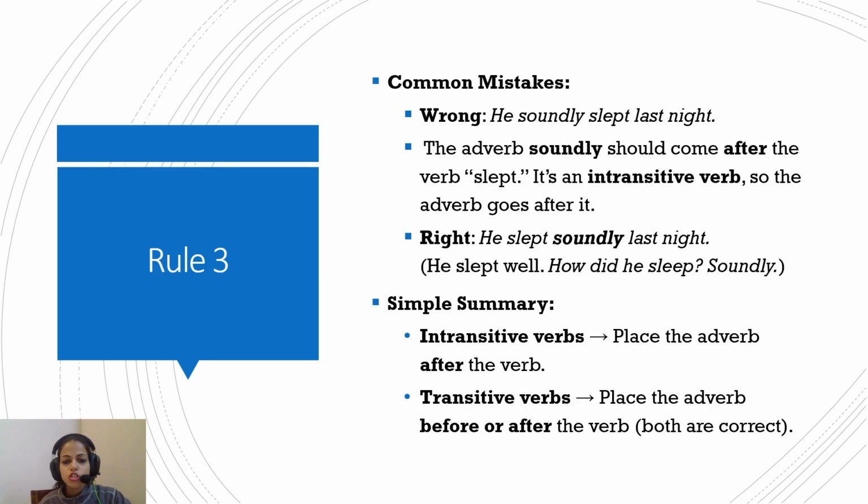Okay. So some of the common mistakes that students commit are, for example, this statement: he soundly slept last night. Here, the word soundly shouldn't come after the word slept because it is an intransitive. The slept doesn't require any direct object. One can just sleep. There is no need of any other object to complete this verb. So in this case, the word soundly should be placed after it. So he slept soundly last night. He slept well. How did he sleep? Soundly. The soundly is the adverb that is modifying the word sleep.